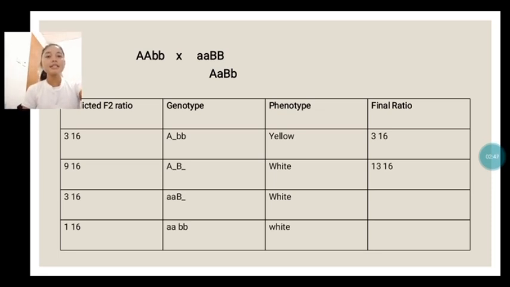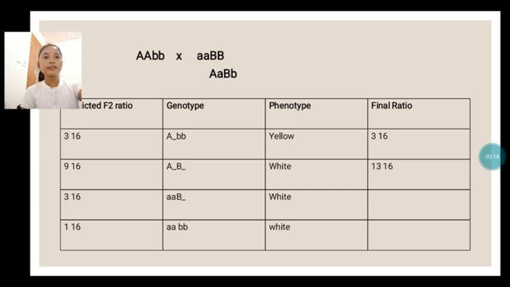Lastly, let's discuss the final ratio. The final ratio is the expected or observed ratio of phenotypes resulting from a genetic cross or breeding experiment. It is determined by the combination of genotypes involved and the inheritance pattern of the specific traits being studied.